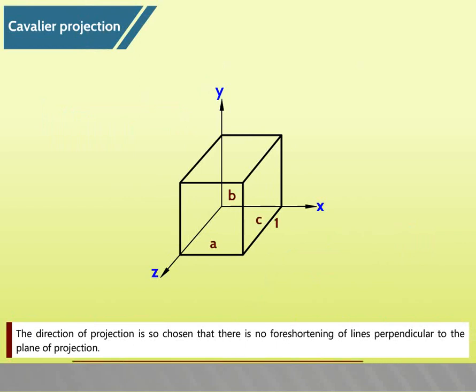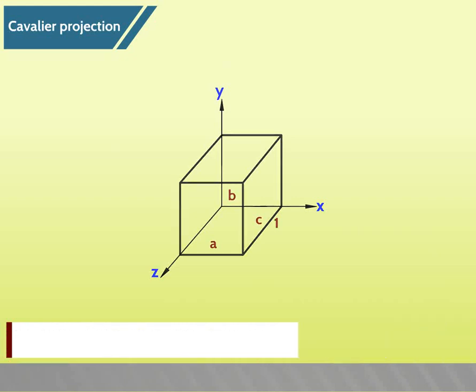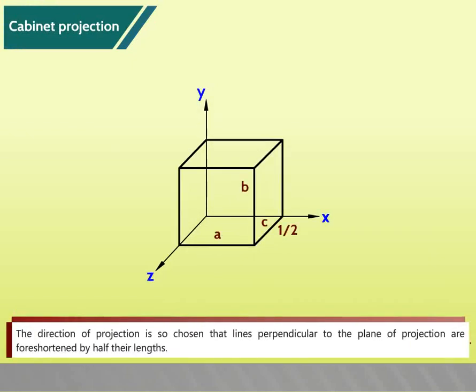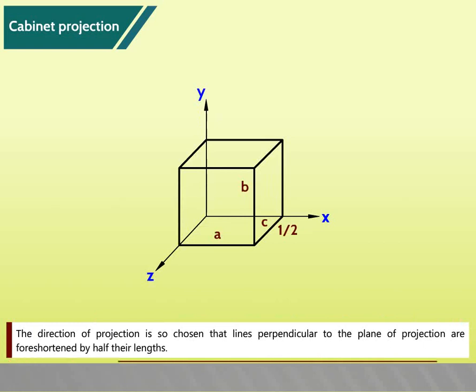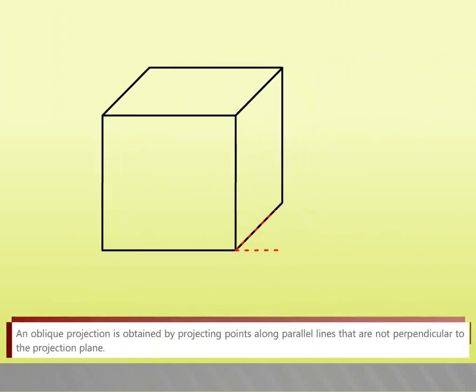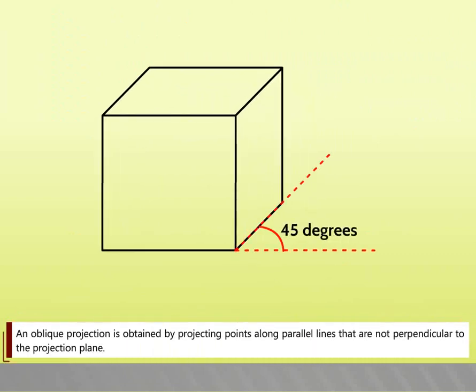Cavalier projection. The direction of projection is so chosen that there is no foreshortening of lines perpendicular to the plane of projection. Cabinet projection. The direction of projection is so chosen that lines perpendicular to the plane of projection are foreshortened by half their lengths. An oblique projection is obtained by projecting points along parallel lines that are not perpendicular to the projection plane.